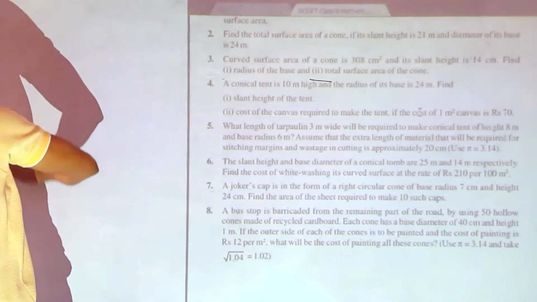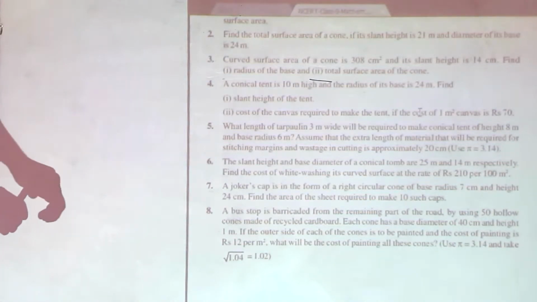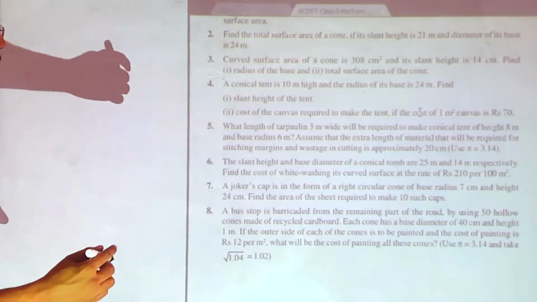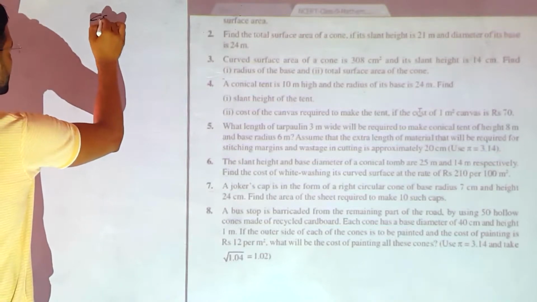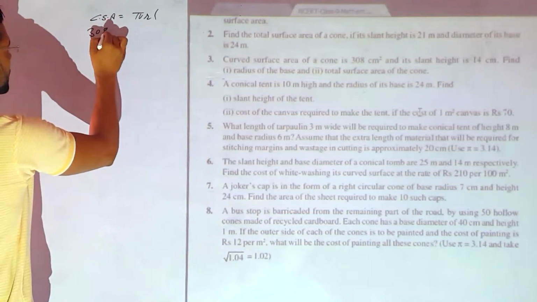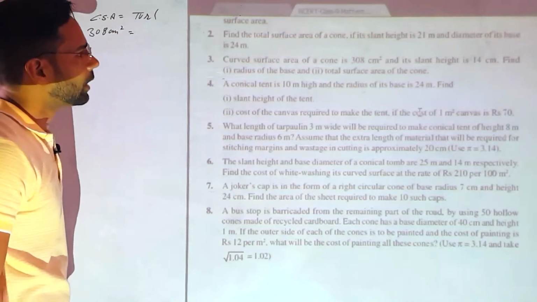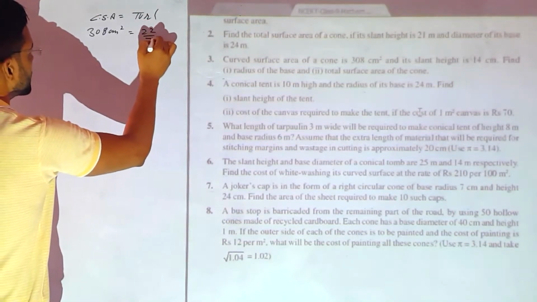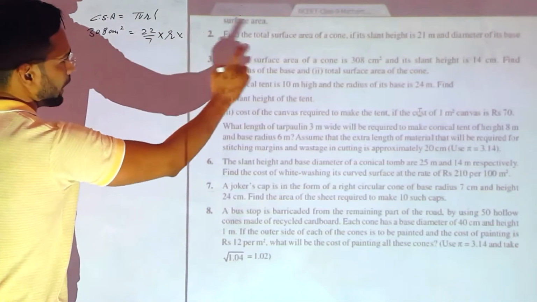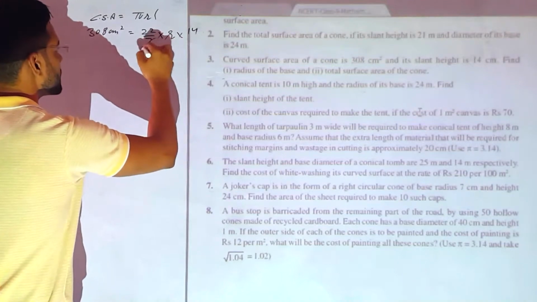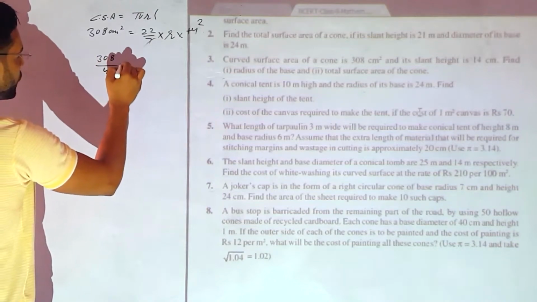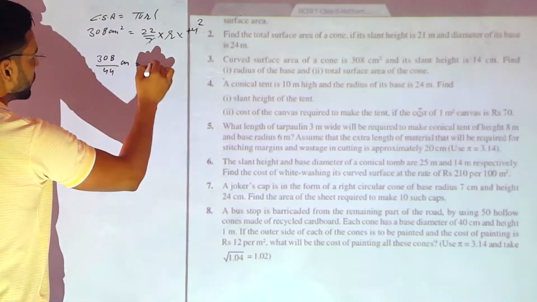In question number 3, the curved surface area of a cone is 308 centimeter square, given. It means CSA is equals to pi r L, given 308 centimeter square. And the slant height L is equals to 14, pi is equal to 22/7, find out r. 308 divided by 44 centimeter is equals to r.